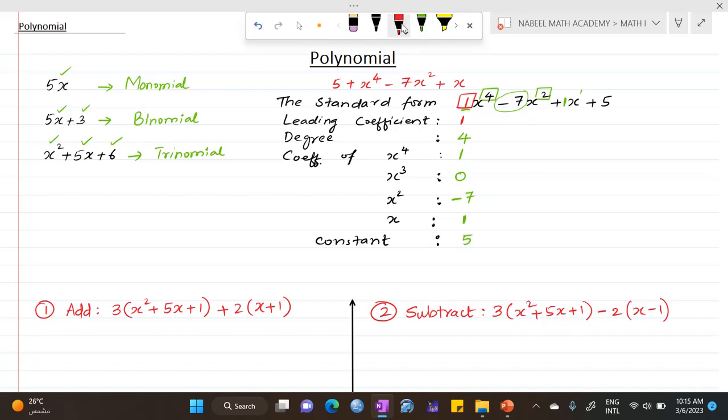Suppose the question is asking, write the terms and coefficients of the polynomial. So what is the difference here? If it is asking the terms, you have to write all the terms. So you have 4 terms here. This is one term, this is another term, this is another term, this is another term. So it is x power 4, this is one term. Next, comma, minus 7x power 2, which is the second term, comma, x, this is the third term, and 5, which is the fourth term, which is a constant.